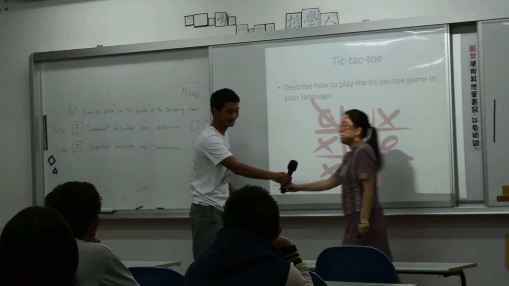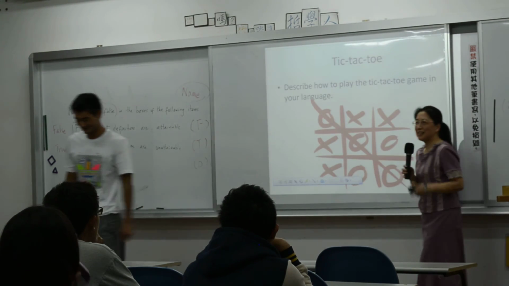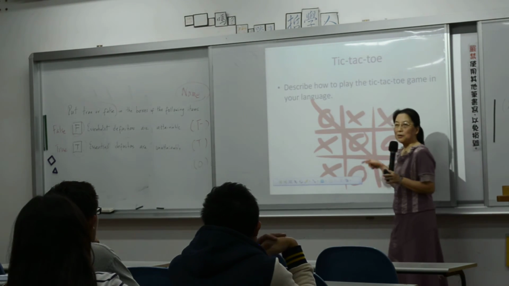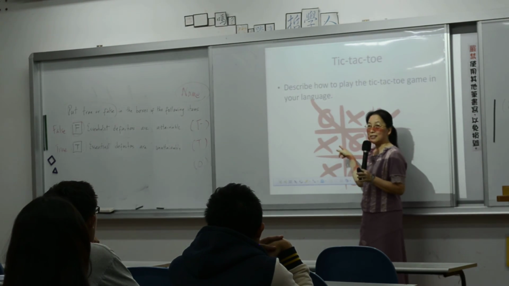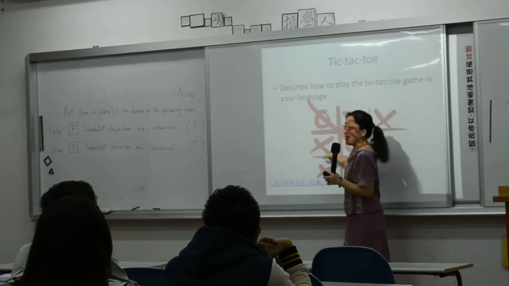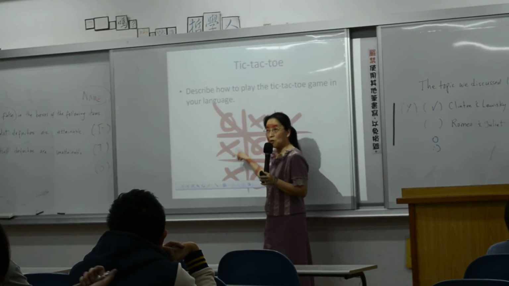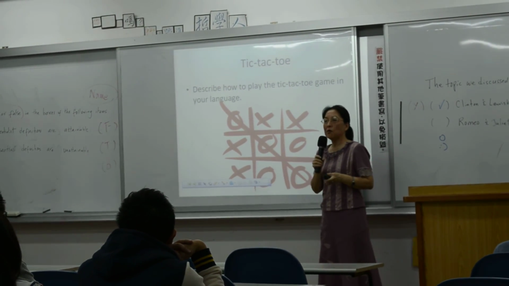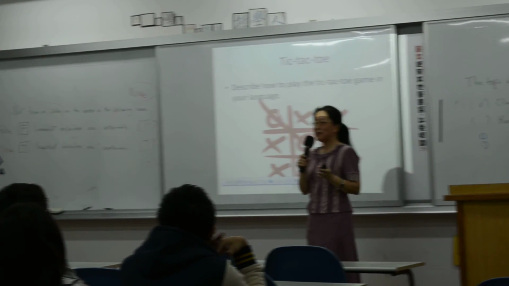Okay, thank you. I noticed that some of you describe this symbol as circle. Some say it's O, right? And some say this is an X. Some say it's a cross. Okay. Now let's hear from our local Taiwanese representatives.